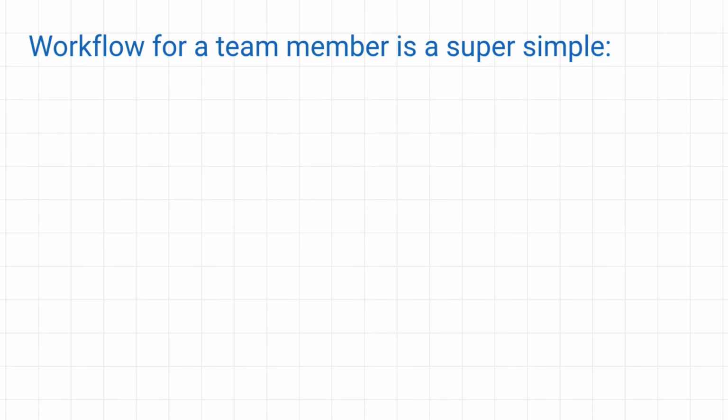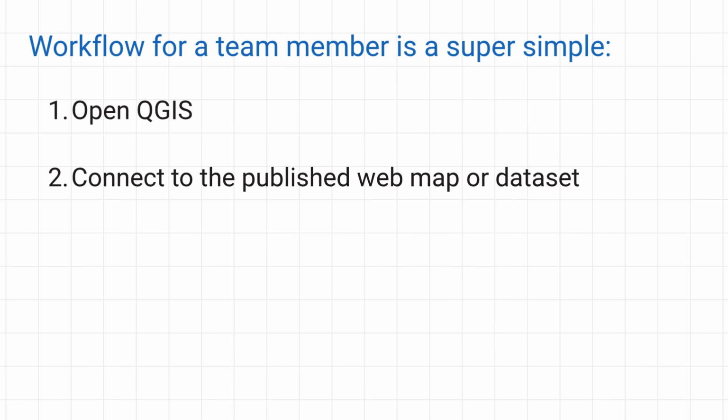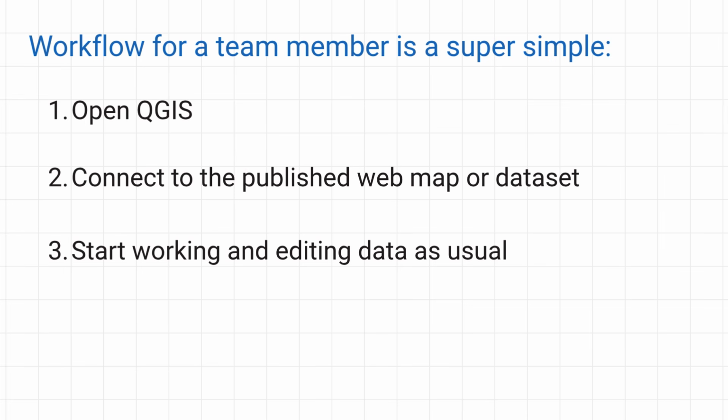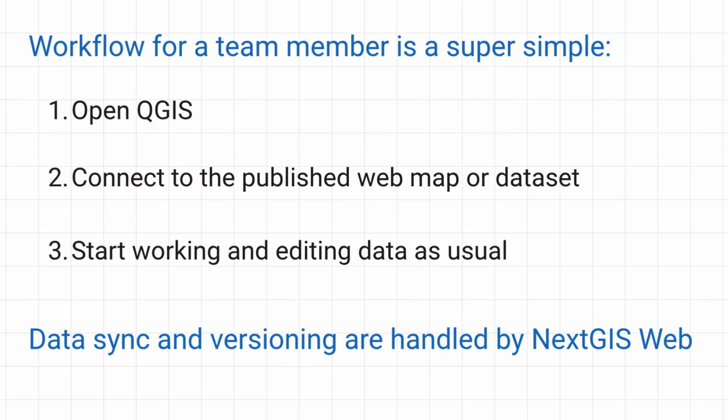For team members, the workflow is very simple. They open QGIS, connect to the published map or dataset, and start editing. Everything else, version control, audit history, and conflict resolution, is handled by NextGIS Web.